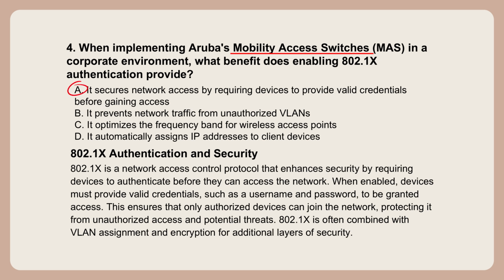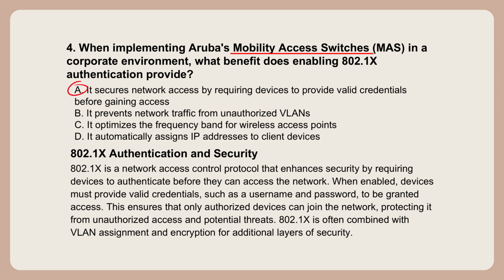So can you elaborate a little on how 802.1x actually works on a switch? Like, how does it actually prevent those unauthorized devices from getting on the network? Sure. So with 802.1x enabled on a switch port, any device that tries to connect to that port is essentially put on hold. It can't communicate with the rest of the network until it proves its identity. It's like a bouncer at a club.